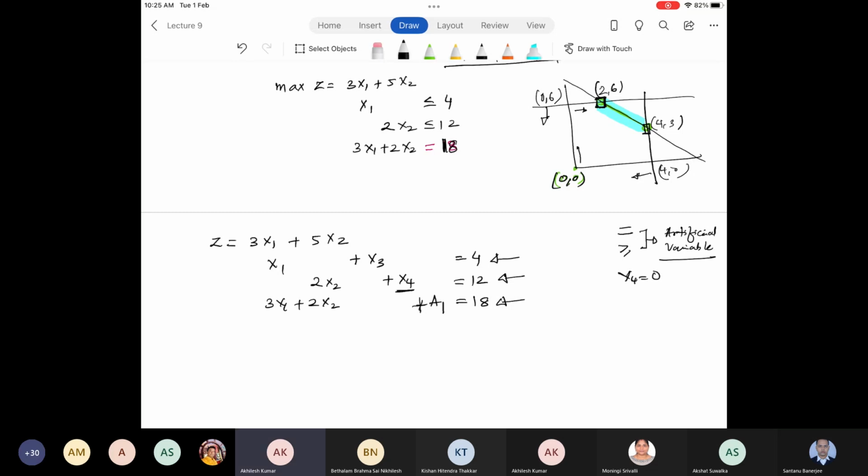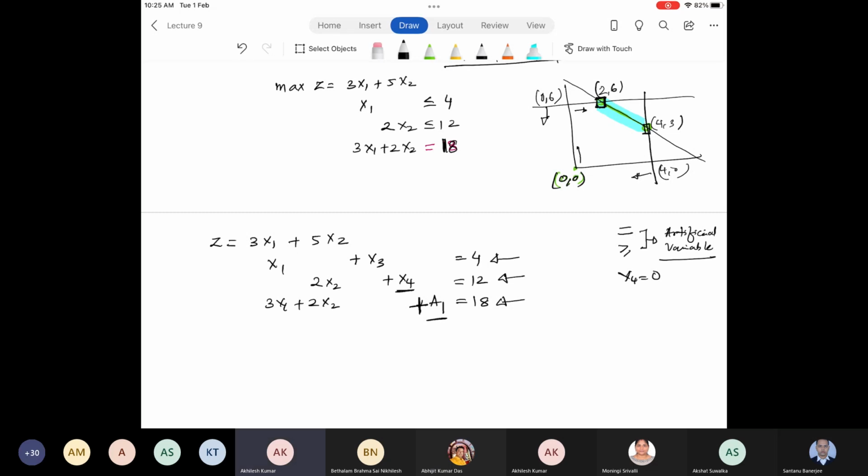Yes, sir. So if I add a plus A1 here, and it is an equality constraint, at the solution, what value do I expect for A1? To be 0. So how do I ensure that it is 0? To penalize it in the objective function, or we have to use the two-phase method.